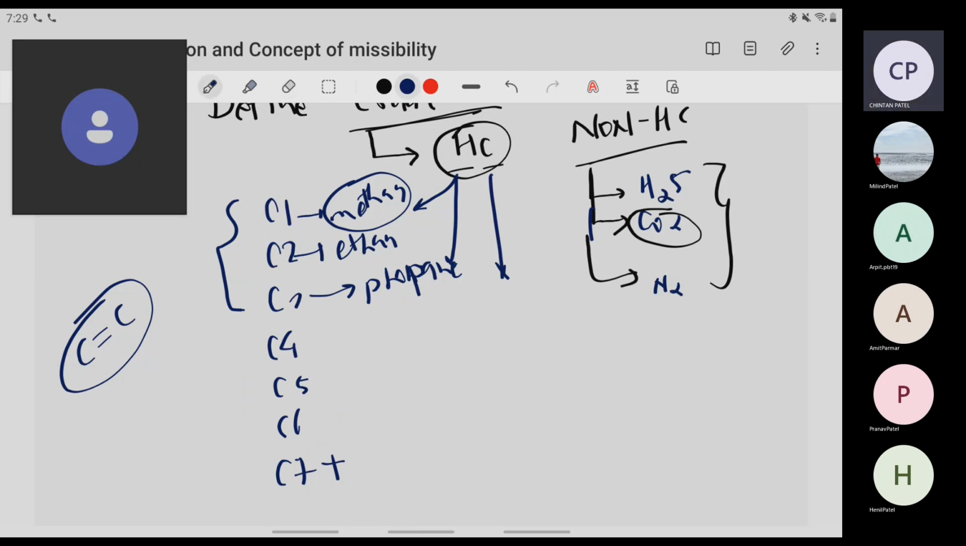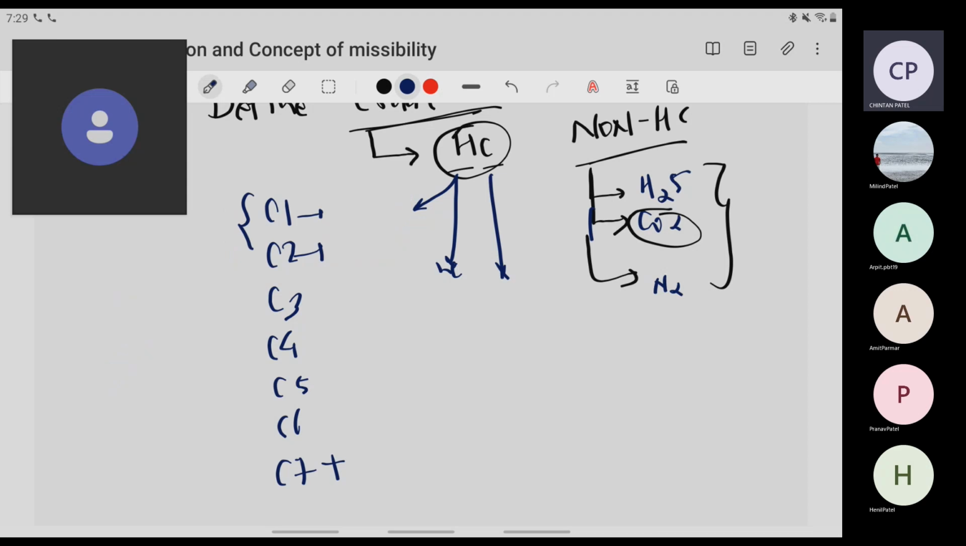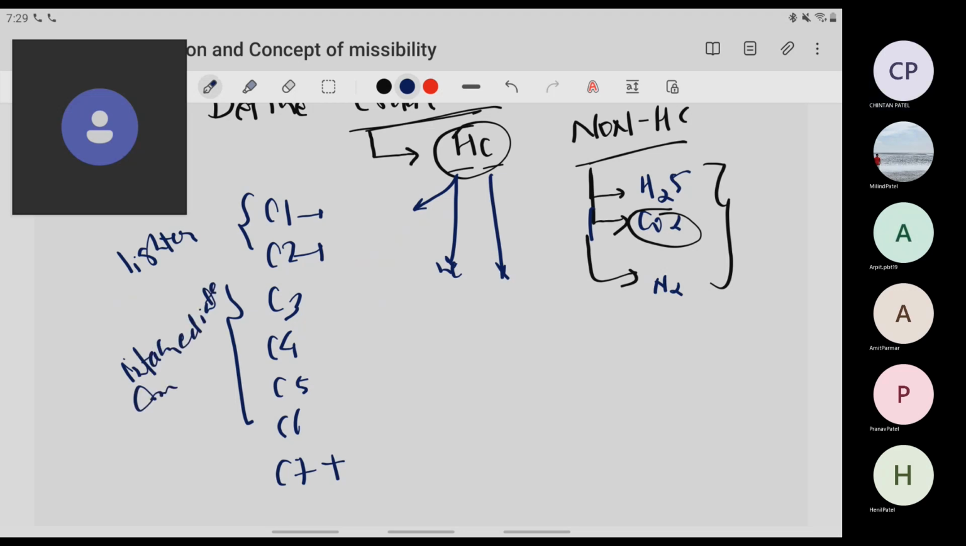Then these four, five are considered as the lighter component, then we have an intermediate component, and we have a heavier component. C7 plus means it may have C7, C8, C9 up to C40, up to C60. And based on this, we have an API classification also.